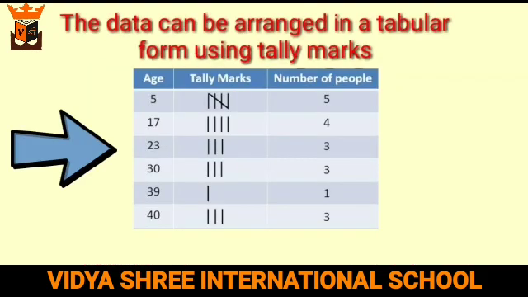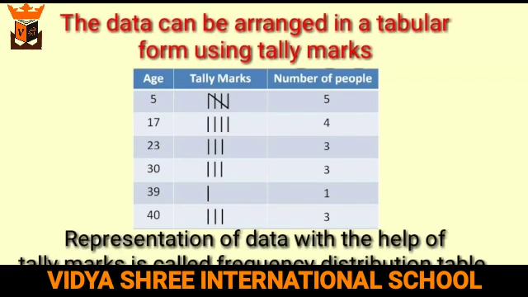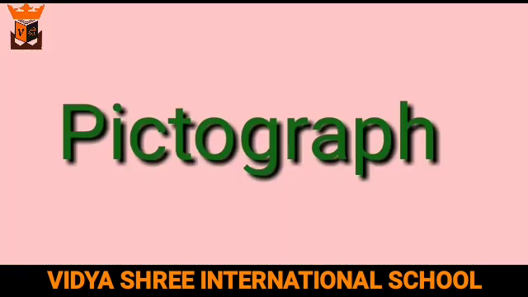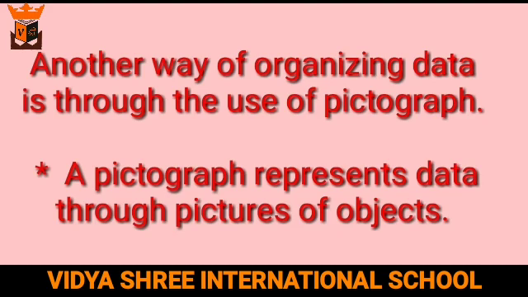The data can be arranged in a tabular form using the tally marks. And representation of data with the help of tally marks is called a frequency distribution table. Another way of organizing data is through the use of a pictograph. A pictograph represents data through pictures of objects.